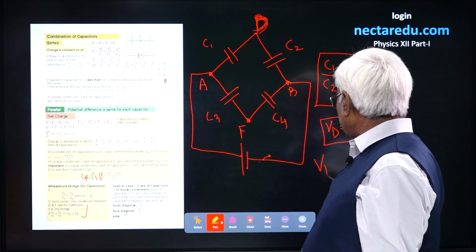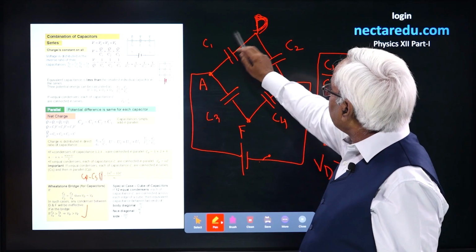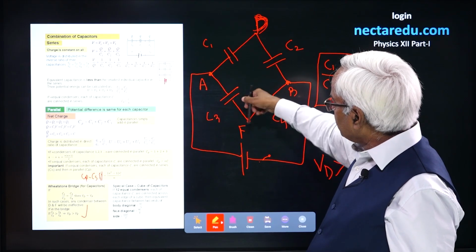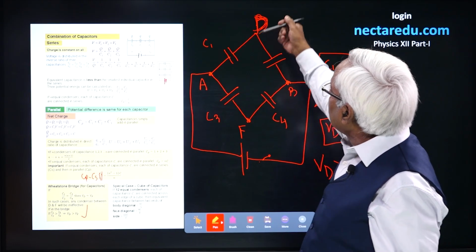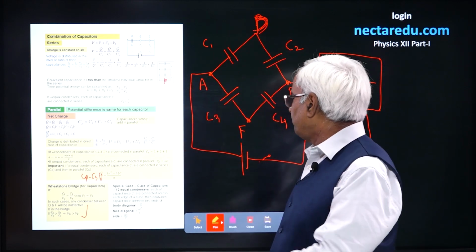One more condition: if C1 upon C2 is greater than C3 upon C4, in that case you could directly say that the potential of D is going to be greater than the potential of F. If this ratio C1 upon C2 is greater than C3 upon C4, then the potential of D is going to be greater. This you have to remember.